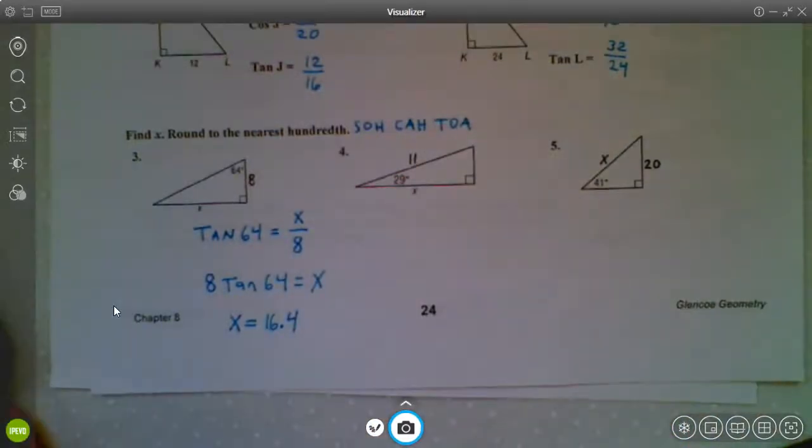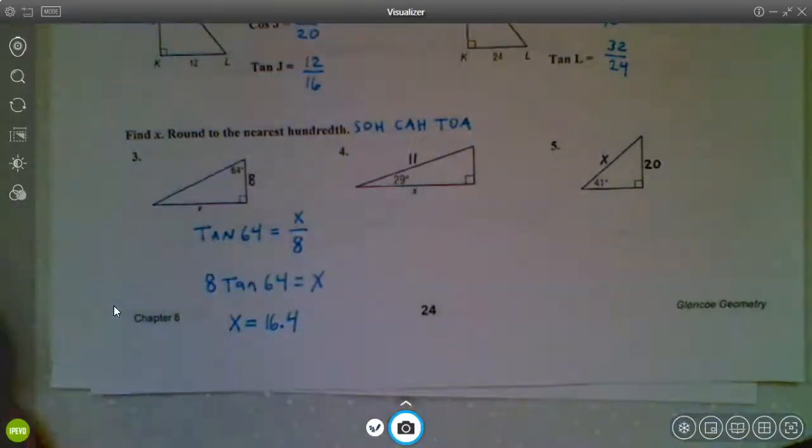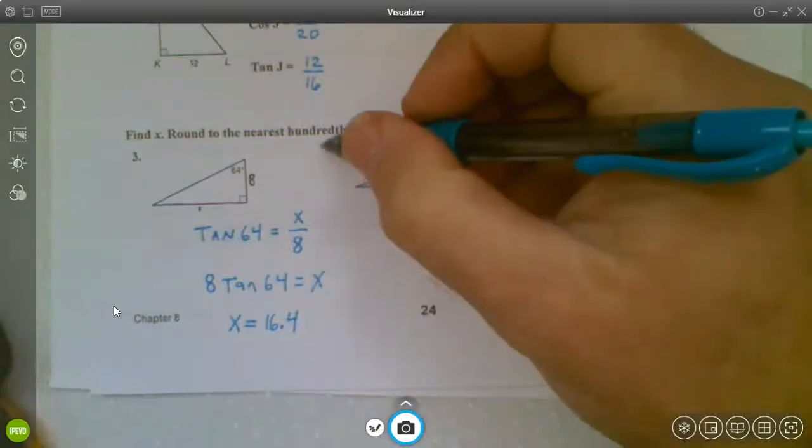And that's it. That's how we do this. This is what we use sine, cosine, and tangent for. Right? It's for solving right triangles. So we can find these missing pieces within these guys. So let's try number 4.